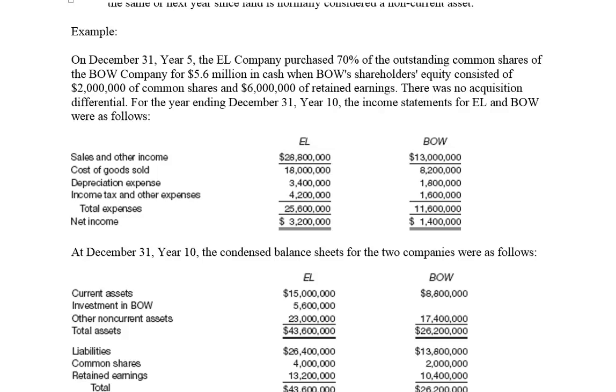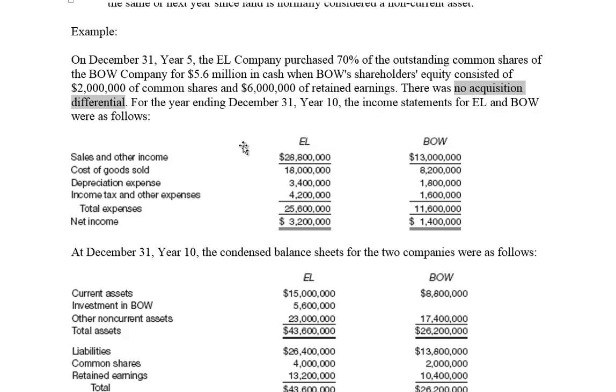So that was their equity position. $8 million was the sub's equity position at the date they became related. Now, here's the key. There is no acquisition differential. So what does that mean? If there's no acquisition differential, there's no goodwill. Because remember, goodwill is basically unallocated acquisition differential, right? So again, there's no goodwill.